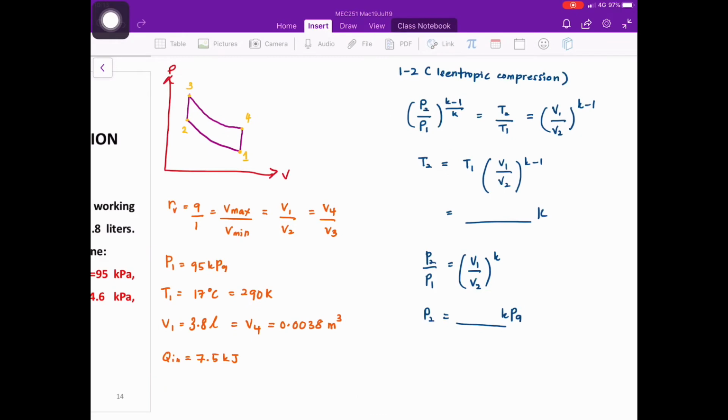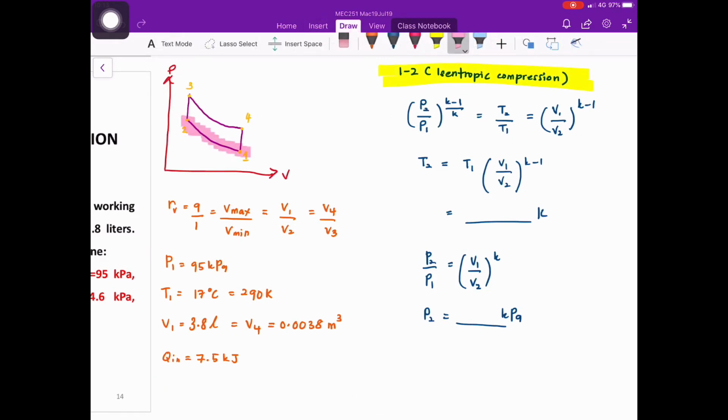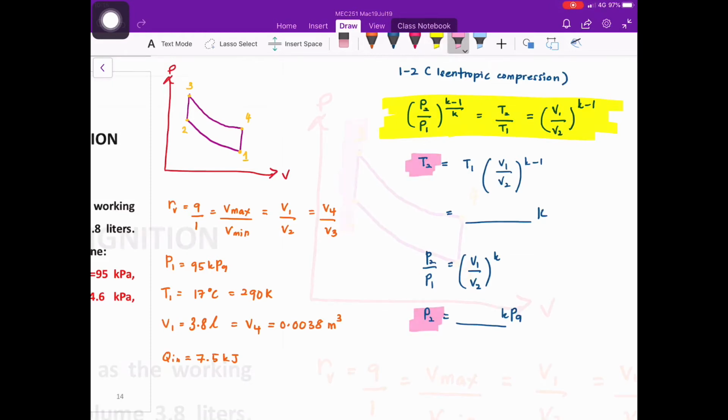Next, we are going to analyze each process. Process 1 to 2, which is the isentropic compression. We can use the isentropic relation to find the temperature and pressure at state 2.